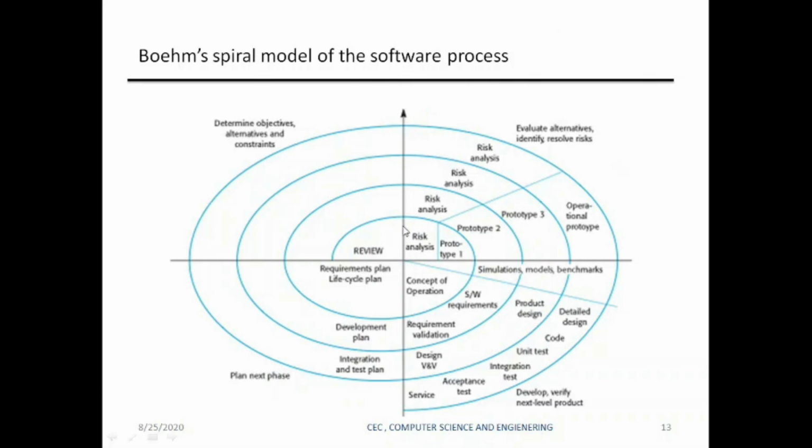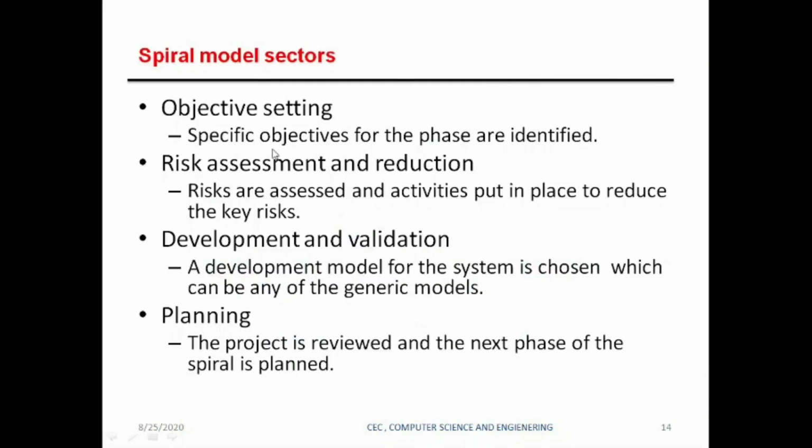Each circle is divided into 4 sectors. For example, if you consider specification, it is divided into 4 sectors. One is objective setting, the second is risk assessment and reduction, the third is development and validation, and the fourth is planning. So the first one is objective setting, the second is risk assessment and reduction, the third is development and validation, the fourth is planning. In objective setting, the specific objectives for the phase are identified.